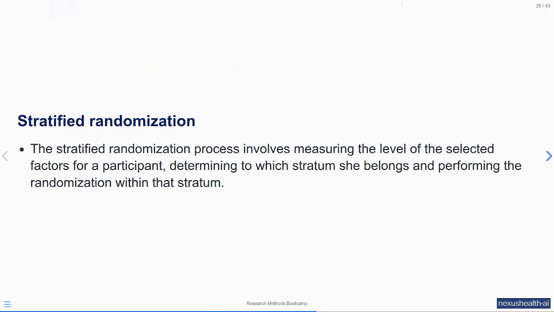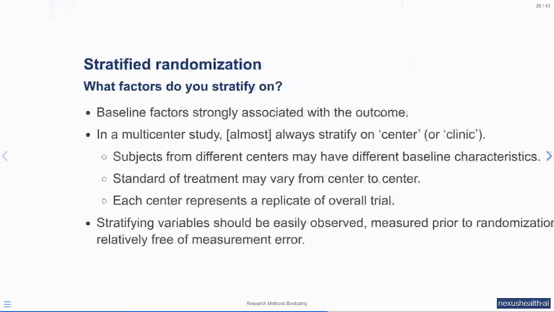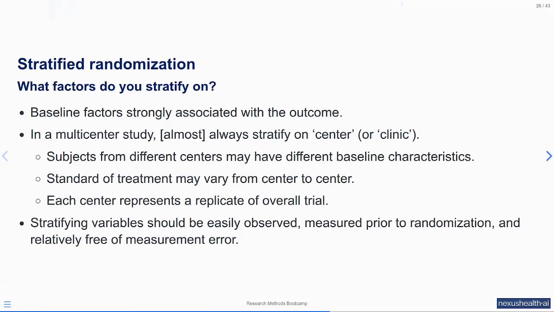The stratified randomization process involves measuring the level of the selected factors for a participant, determining to which stratum she belongs, and performing the randomization within that stratum. So what factors do we stratify on? We stratify on baseline factors that are strongly associated with the outcome. In a multi-center study, we almost always stratify on the center. So subjects from different centers may have different baseline characteristics. The standard of treatment may vary from center to center, and each center represents a replicate of the overall trial.